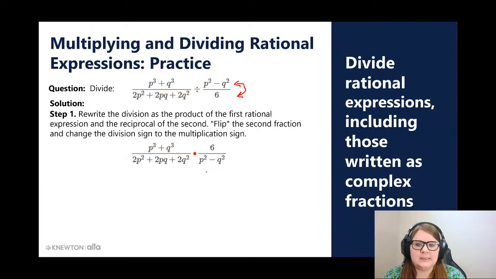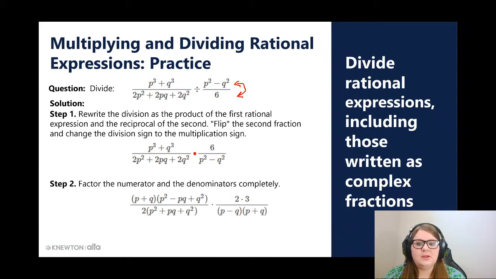All right, and that's where this comes in. So now it's just a multiplication problem. We can do all the same things we've done before, which means we're going to factor. Notice that p cubed plus q cubed is a sum of cubes, so you're going to use that SOAP principle, same, opposite, always positive. All right, 2p squared plus 2pq plus 2q squared is going to have a greatest common factor of 2, so you're going to factor that out, okay? 6, I'm going to go ahead and write as 2 times 3. And p squared minus q squared is a difference of squares, so I can factor that to be p minus q, p plus q.